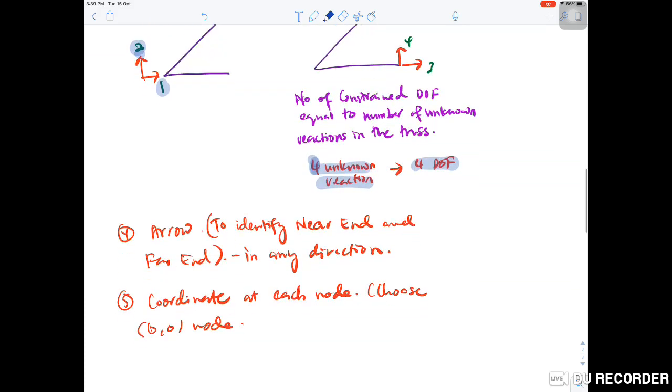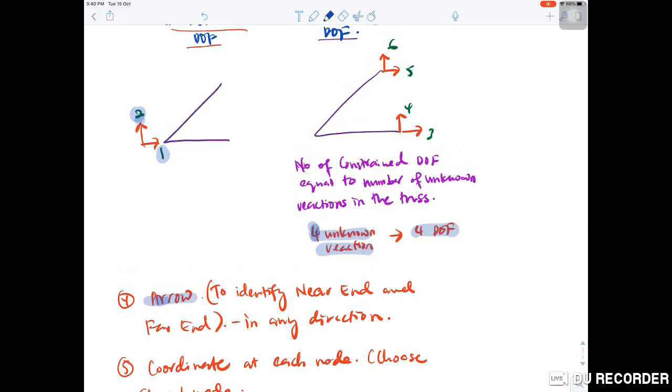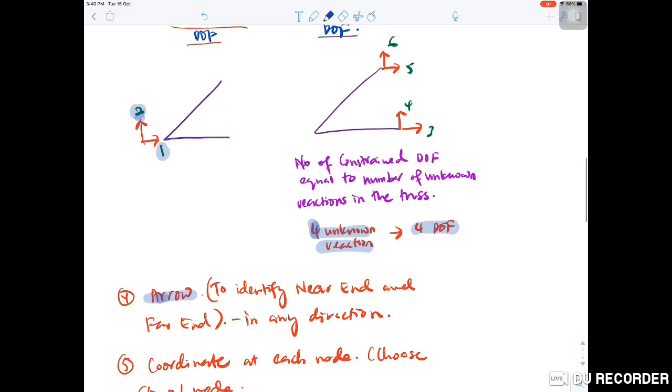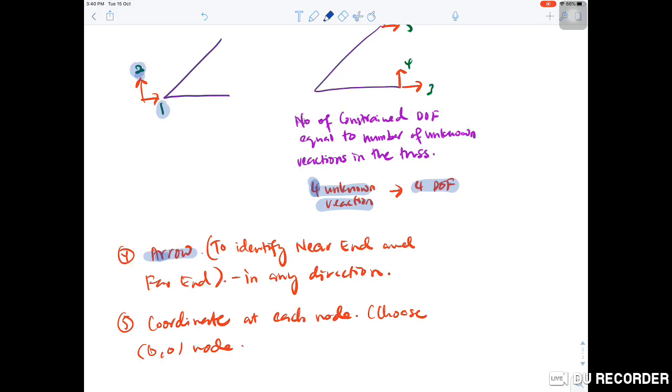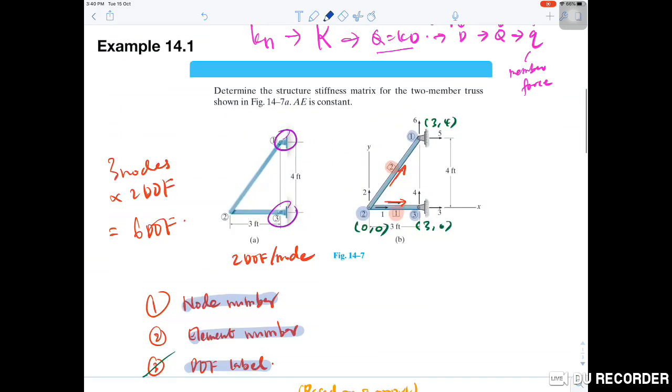Step number 4, we need to put the arrow, and this arrow is very important in order to identify which is the near end and which is the far end. The arrow we can put in any direction that we like, but it must be parallel with the element or the member. And step number 5, coordinates at each node. We have to put coordinates. Normally we choose the origin first. For this case, the origin is located at node number 2, and by having node 2 as origin, node number 1 and node number 3 have all positive coordinates, X and Y.